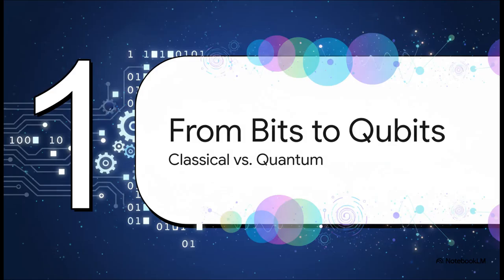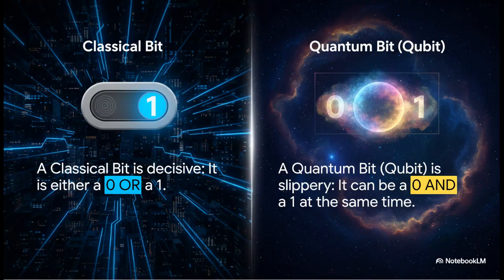So where do we even start? Let's begin by building a bridge from the world we know to the one we want to understand. We all live in a world of classical computers, right? Your phone, your laptop, they're all powered by a very simple idea, the bit. To get a handle on the next massive leap in computing, we first need to meet its quantum cousin, the qubit. So what's the big deal?